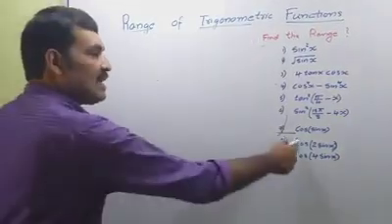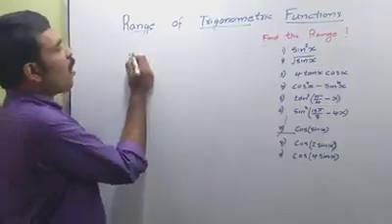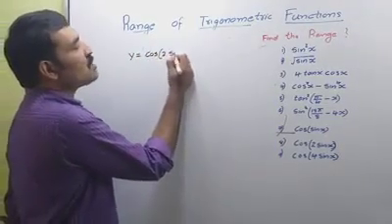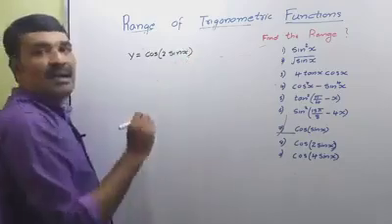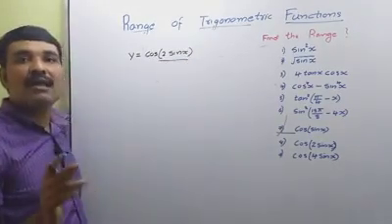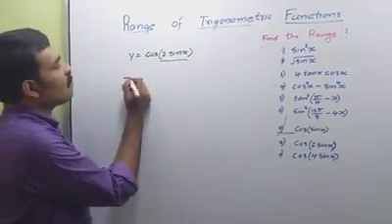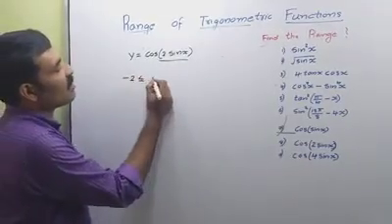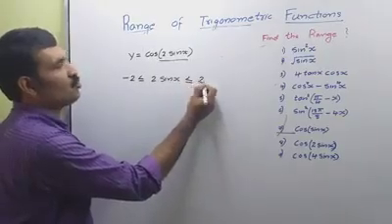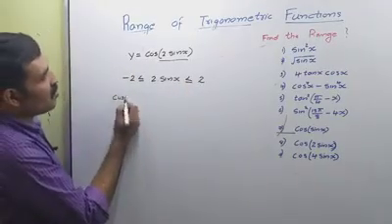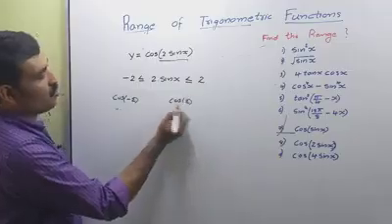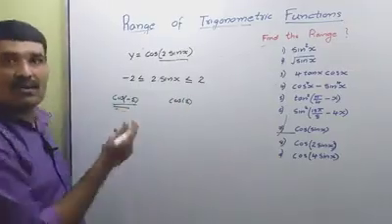Okay, second example, that is y is equal to cos of 2 sin x. And we know that the value of 2 sin x is in between minus 2 and plus 2. That is, minus 2 less than or equal to 2 sin x less than or equal to 2. Cos of minus 2 to cos 2. Cos of minus 2 is again cos 2.